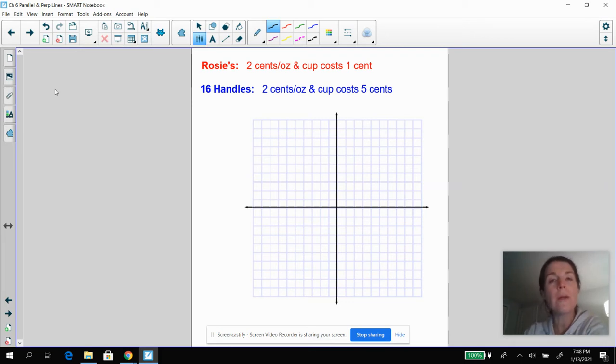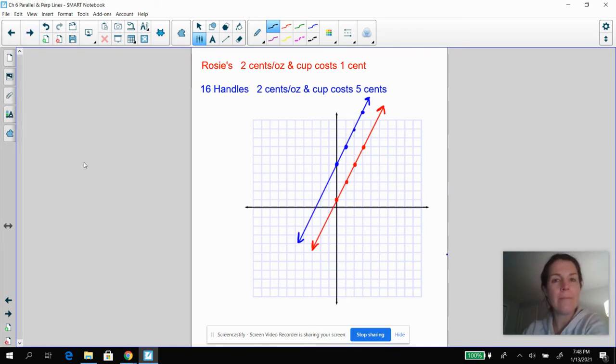What I want you to do right now is pause the video and first write an equation that describes Rosie's pay structure. Then write an equation that describes 16 Handles' pay structure. And then graph both of them. Remember that X is the number of ounces we put into our cup, and Y is the amount of money we pay overall. So pause the video and do it. We'll come right back.